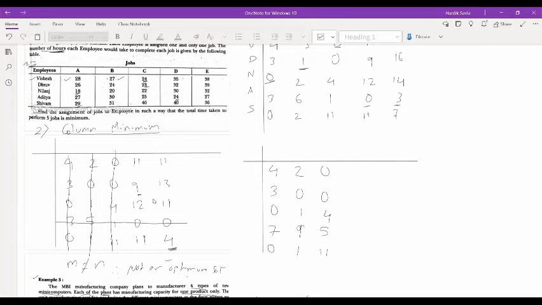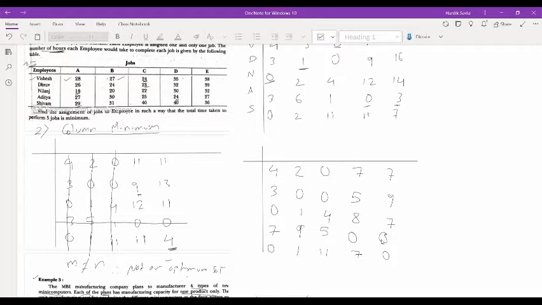Here no line is passing, they are uncovered, so we will subtract 4 from there. So 11 minus 4, 7, 9 minus 4, 5, 12 minus 4, 8. Here again single line is passing, the value will remain same. Uncovered number, so value will change. Minus 13 minus 4, 9, 11 minus 4, 7. Single line is passing, value will remain same. 4 minus 4, 0.